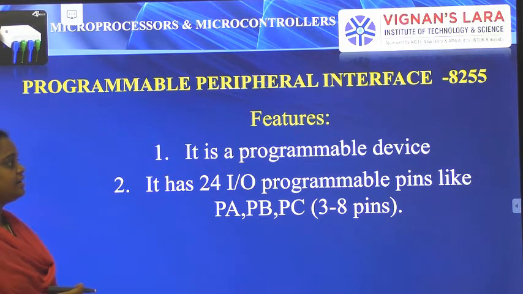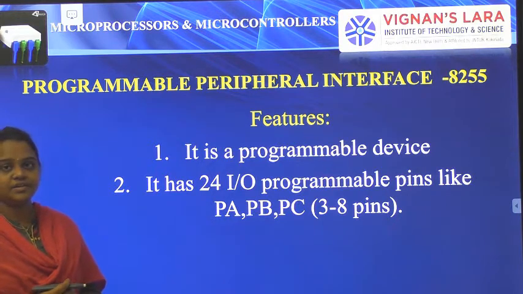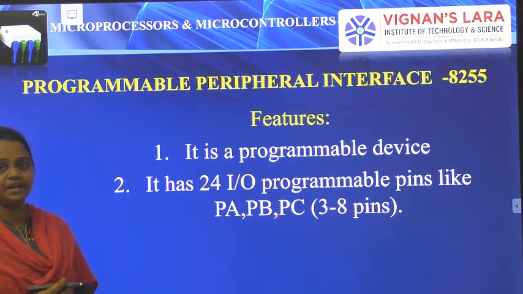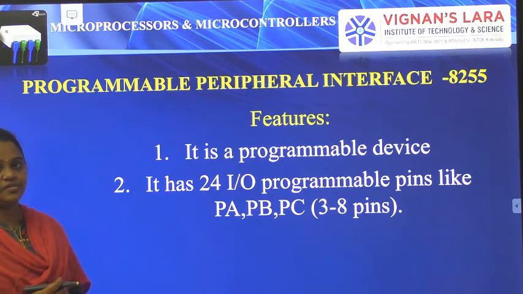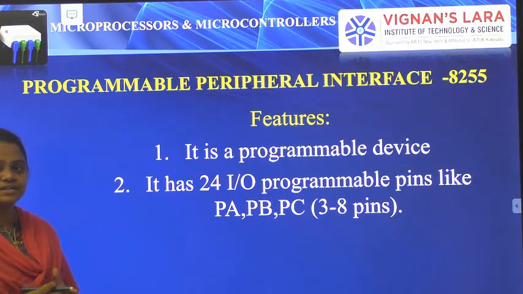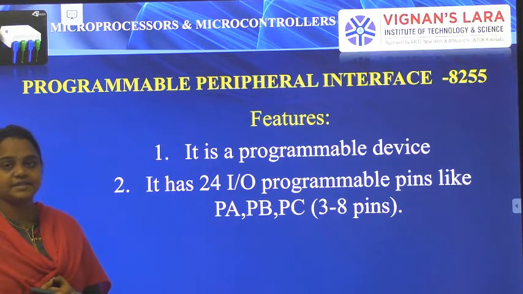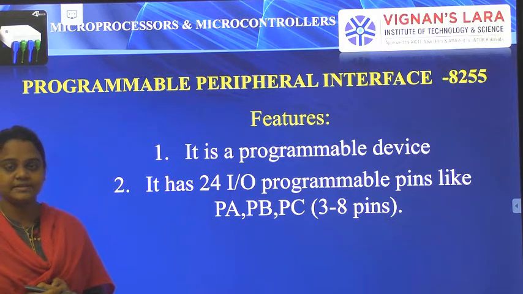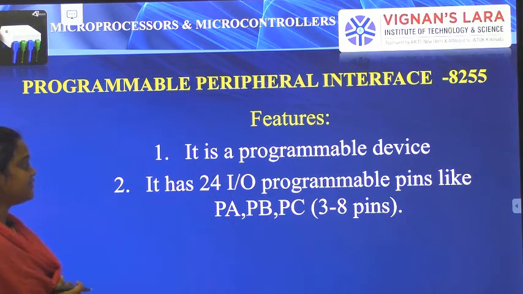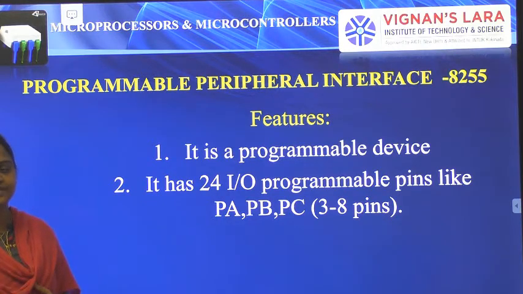In this third unit, we are going to handle the controllers which have the advantages of interfacing devices to the 8086 microprocessor and to other devices. Coming to the programmable peripheral interface, it is the 8255. These are the features of the 8255. We use this programmable peripheral interface for connecting various devices to the 8086 microprocessor.